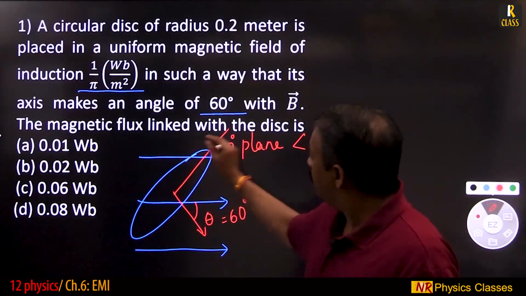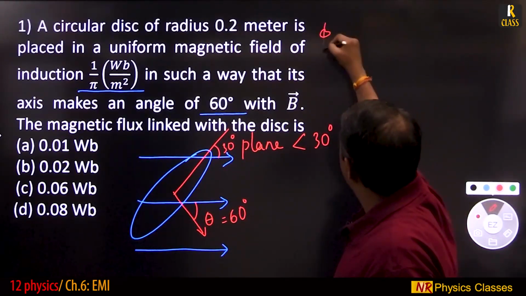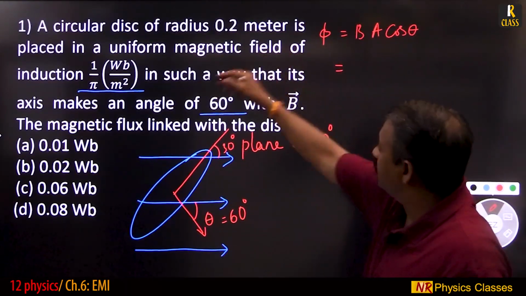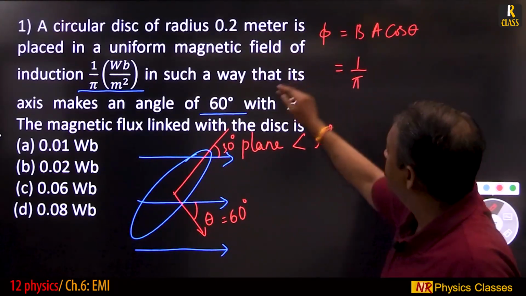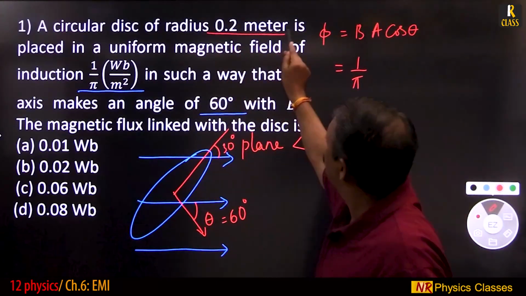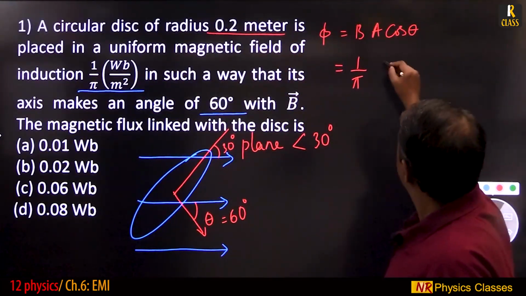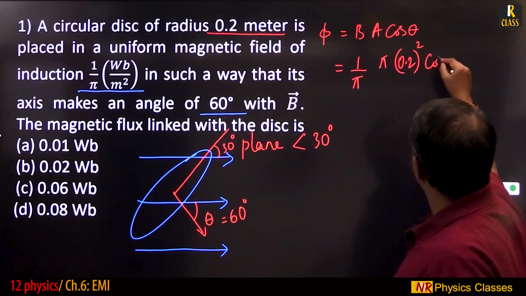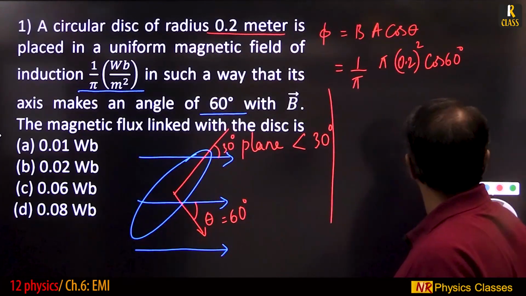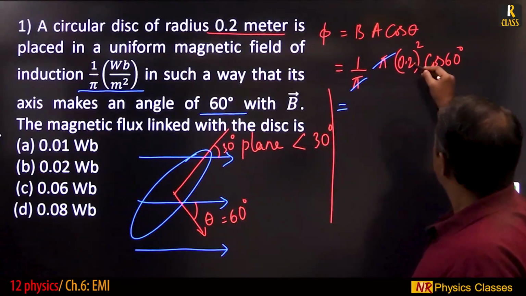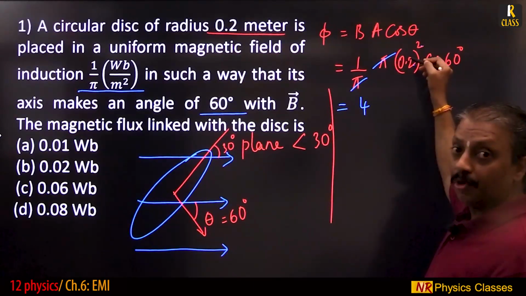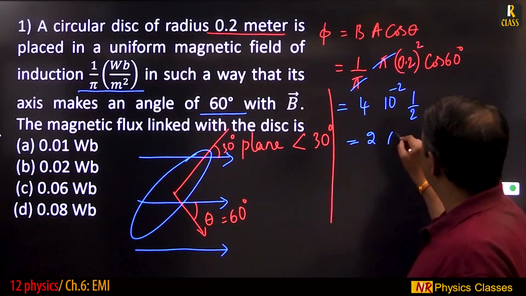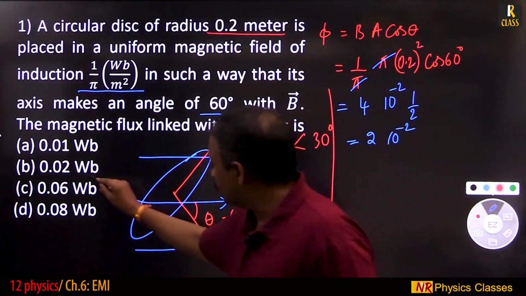The magnetic flux linked with the disk. Magnetic flux equals B dot A, which is BA cos theta. Magnetic field is given as 1 by pi, area is pi r square with radius 0.2 meter, so pi r square, 0.2 square, into cos 60. Pi gone. 2 square is 4, 10 to the power of minus 1 squared is minus 2, cos 60 is half. So it is 2 into 10 to the power minus 2, 0.02 Weber.